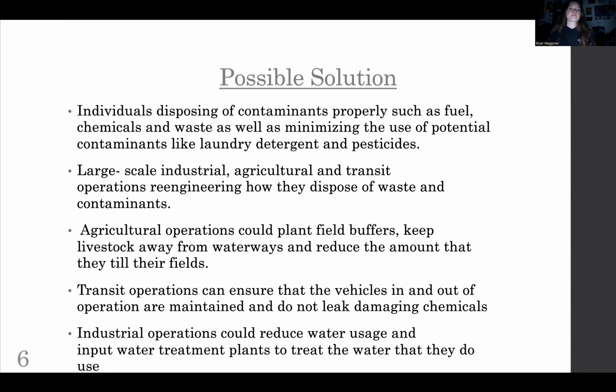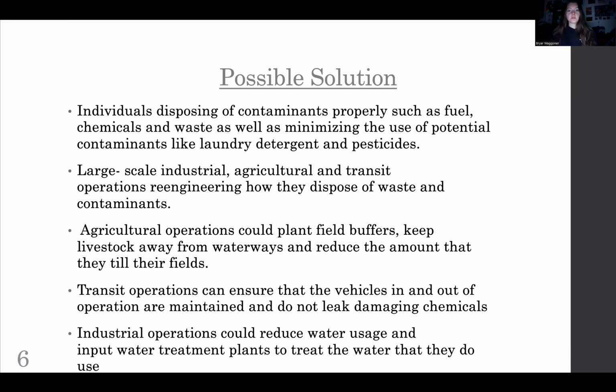Some possible solutions for water pollution, on an individual level, could be people properly disposing of contaminants such as fuel and chemicals and their waste instead of just throwing it into a landfill. And also minimizing the use of potential contaminants like laundry detergent and pesticides, which all end up eventually running into larger bodies of water and polluting them.